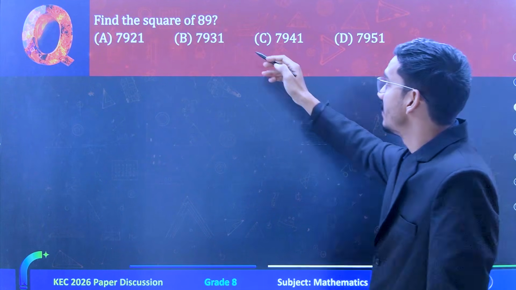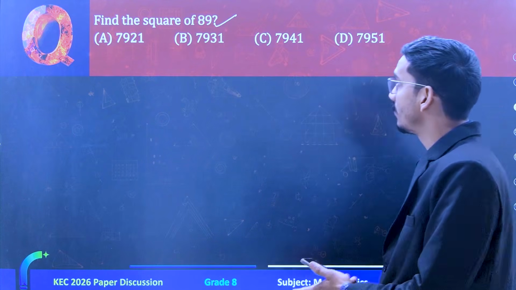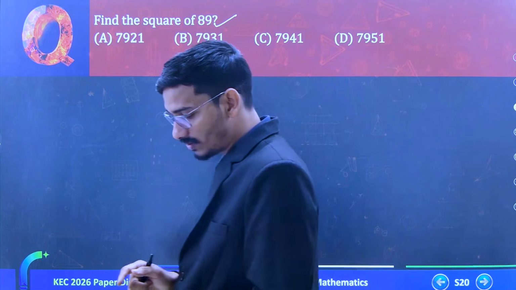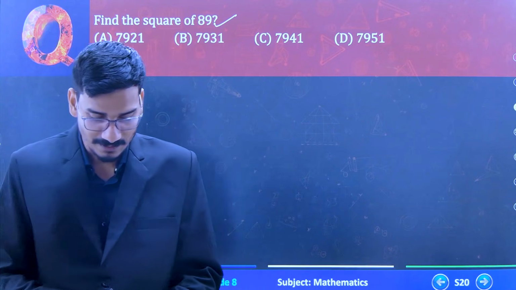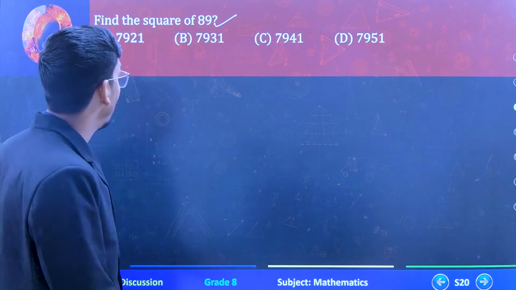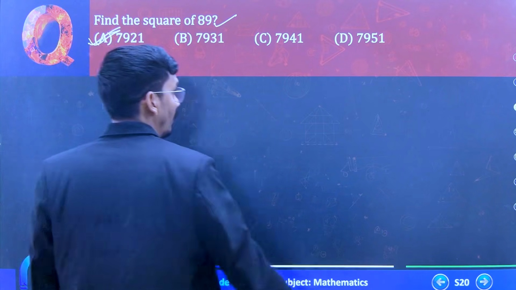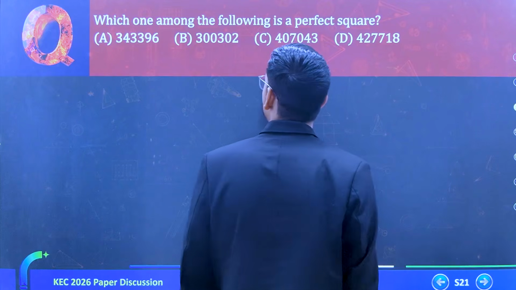Now next question, find the square root of this quantity. So what is the square root of this quantity? Beta, it's very easy. Simply you can find it, right? 7921. No need to worry about this question.